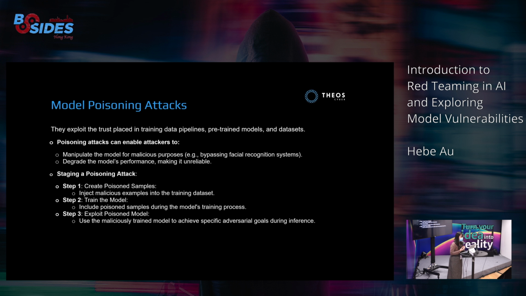What I can do is manipulate the model for malicious purposes and degrade the model performance, making it unreliable. Here are the steps. The first step, create poison samples: I inject malicious samples into the training data set. Stage 2, train the model: I use the poisoned data set to train the model, and then export the poisoned model. Once the malicious trained model is on the system, I can use it to achieve my specific goal.